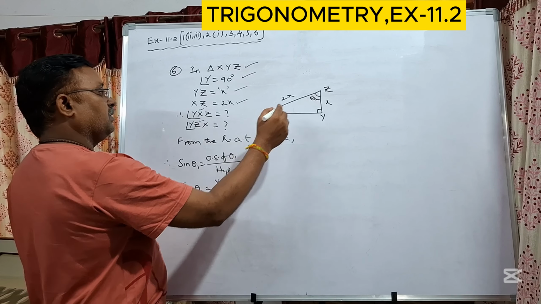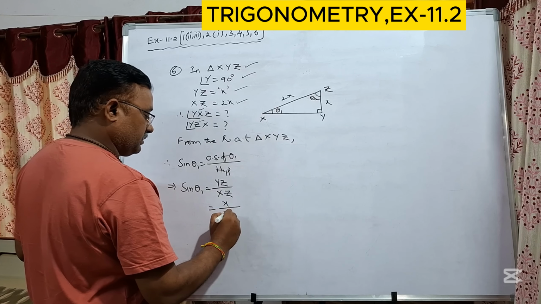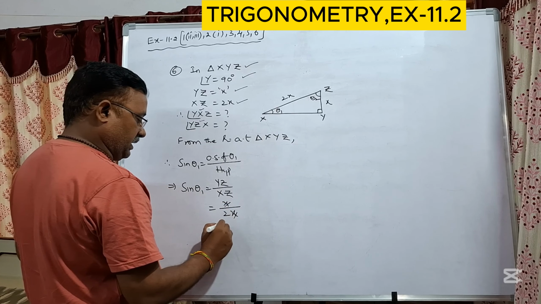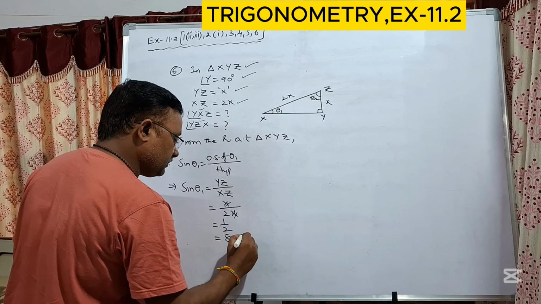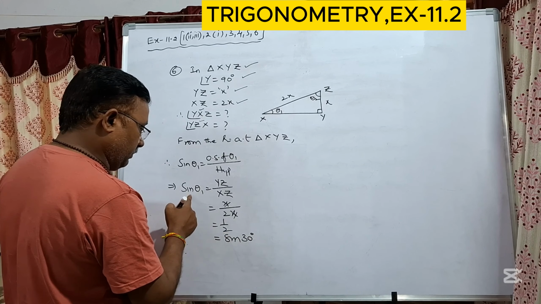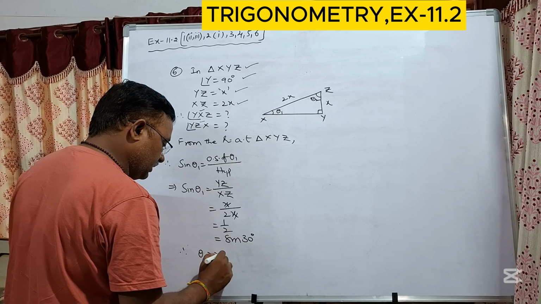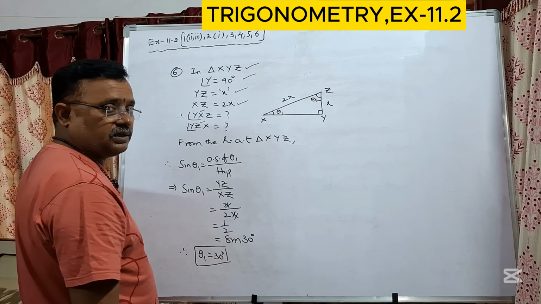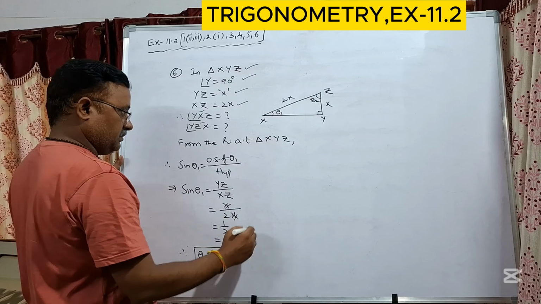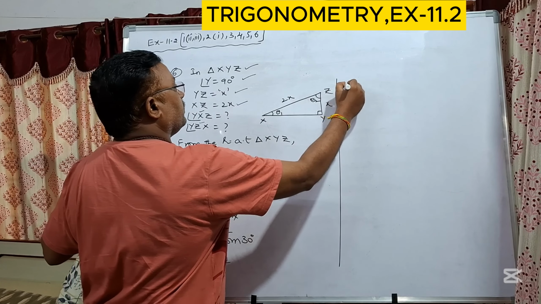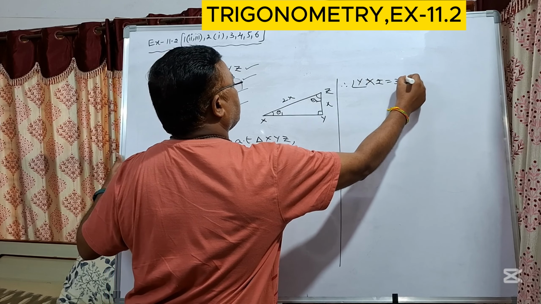That is equal to YZ value x by XZ value 2x. Small x gets cancelled, it is 1 by 2. 1 by 2 comes for sin at sin 30 degrees. Therefore, by comparison, sin theta 1 is equal to sin 30 degrees. Therefore, theta 1 is equal to 30 degrees. Understood, Nana? So angle YXZ is equal to 30 degrees.